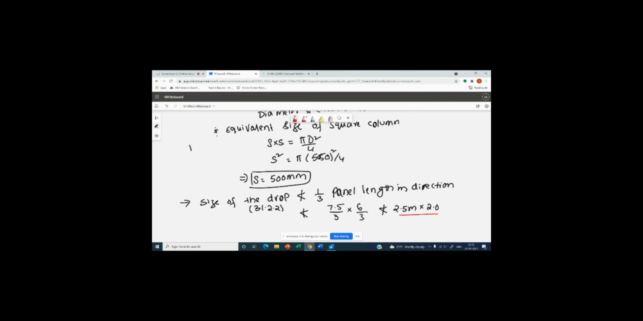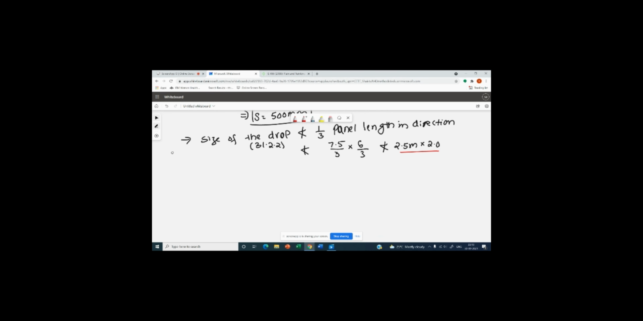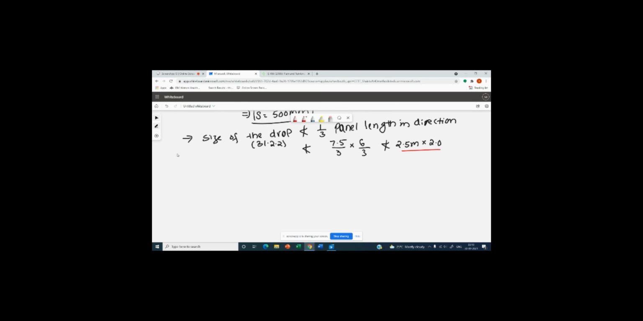The size of the drop shall not be less than one third of the panel length in each direction. In one direction the span length is 7.5, in the other direction it is 6. So one third of this by one third of this. When you are designing your flat slab interior panel, you should see that the drop size is not less than 2.5 by 2 meters.